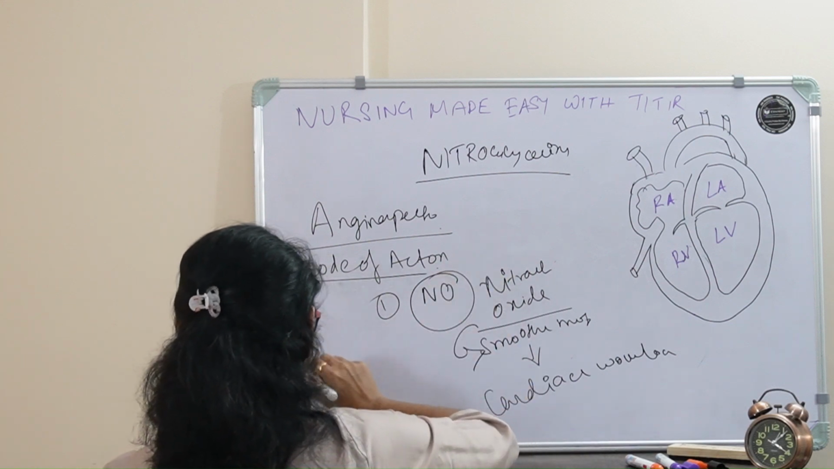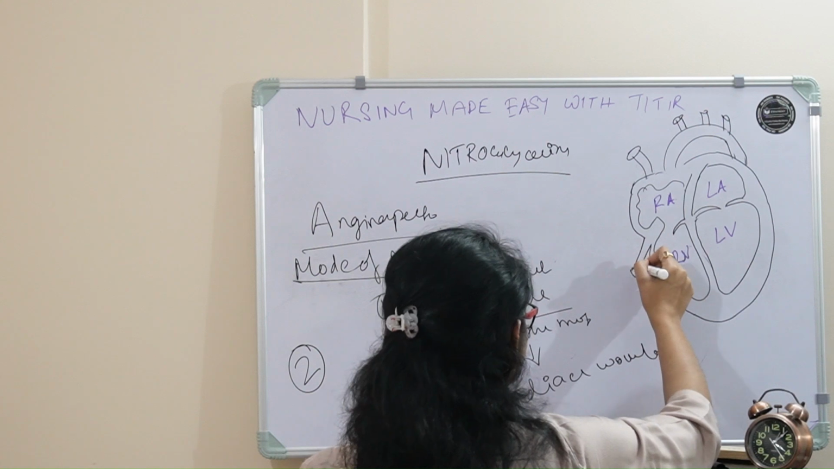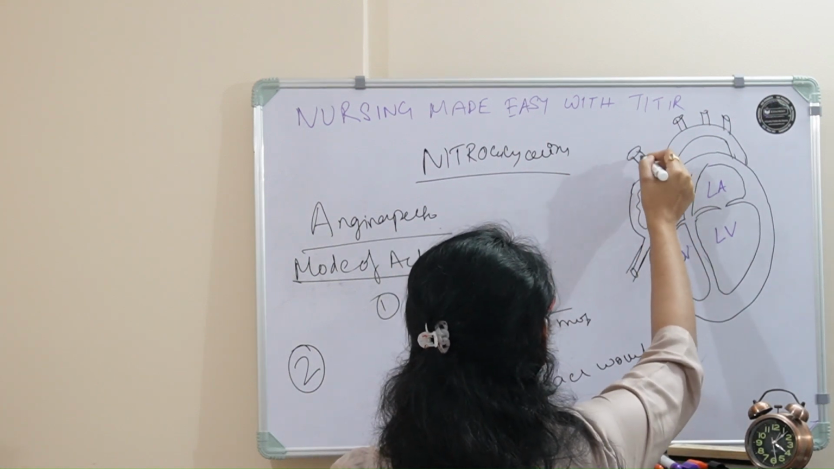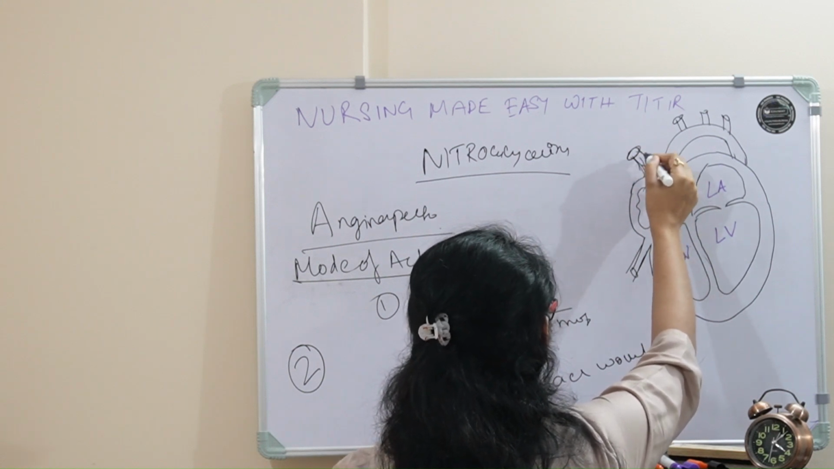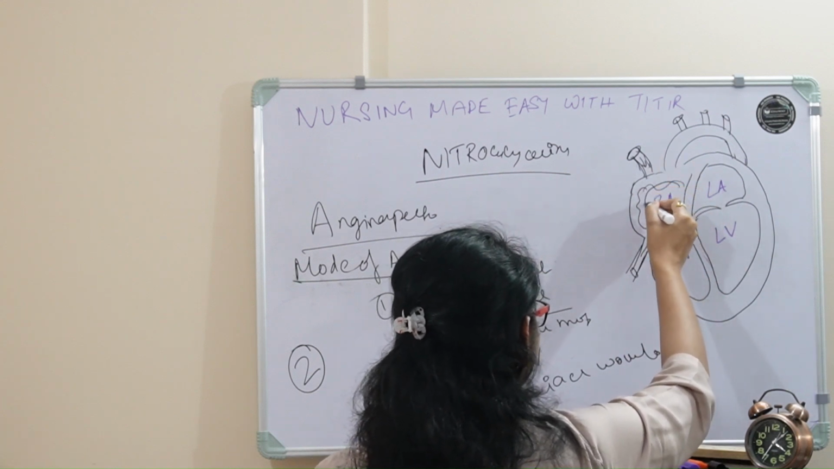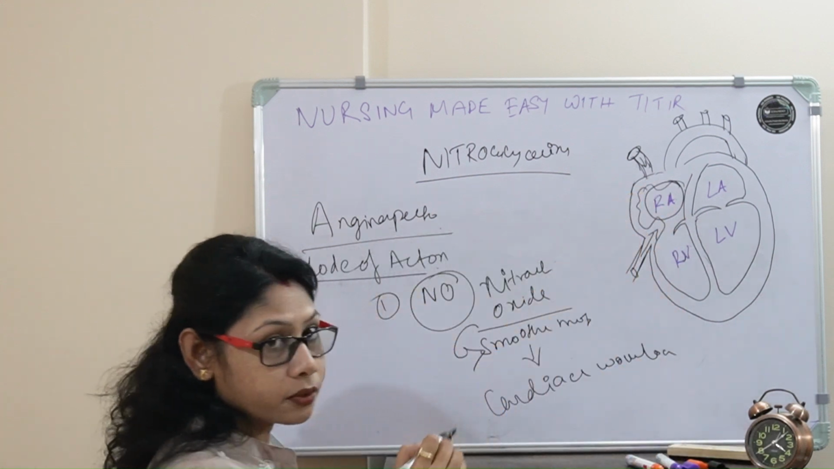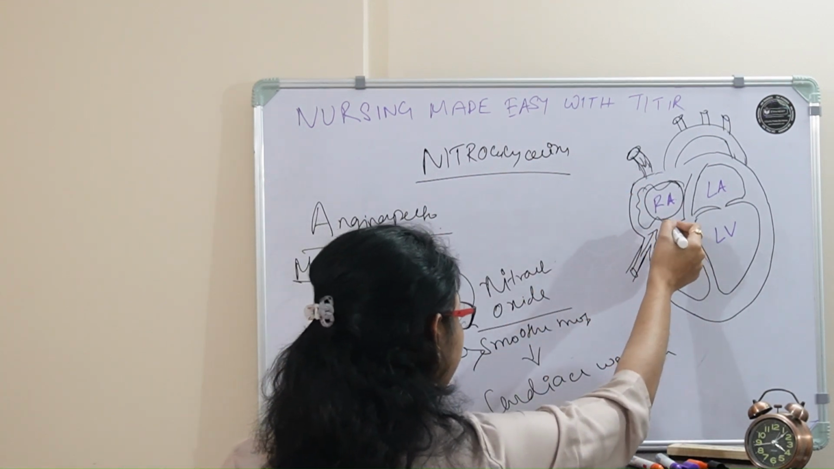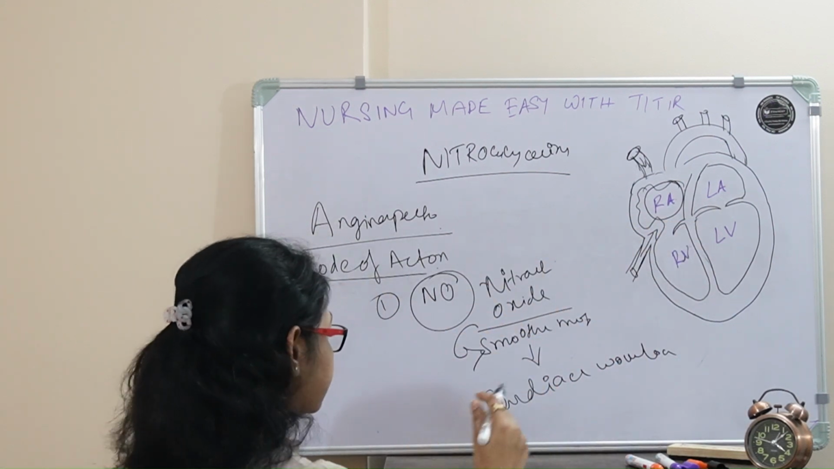Second point, it works as vasodilation on the veins. So if the vein dilatation is there, blood pressure will be reduced and there will be a decreased amount of blood entering the right atrium, and that's how it will decrease the preload of the heart, and again it helps to reduce the workload of the cardiac muscles.